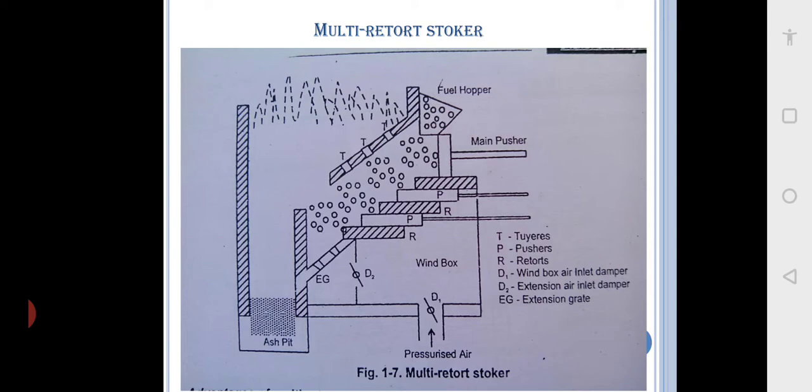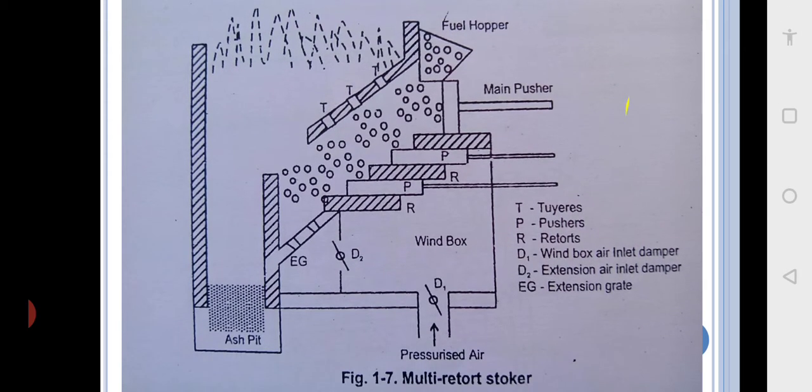So all three will be pushing the coal, and here you have multi retort, so it is known as a multi retort stoker. And you find again two air supplies here. This T is what they abbreviated as tuyere. These are the two tuyeres which supply the air. Then P are the pushers which push the coal. Okay. R is a retort. See here between the two retorts you have got the pusher. So the pusher is pushing the coal. It is guided through the retort, and it is pushing the coal onto the grate.